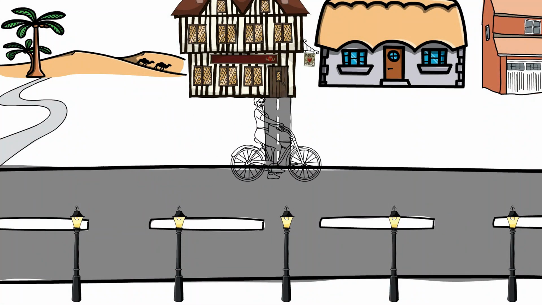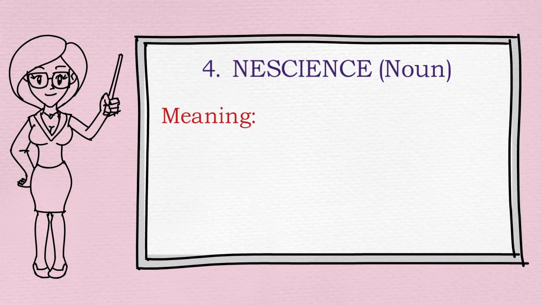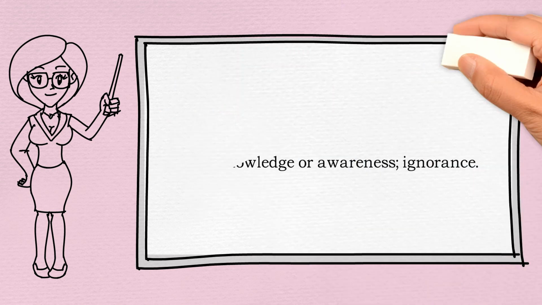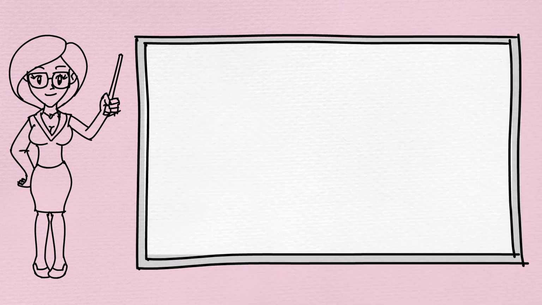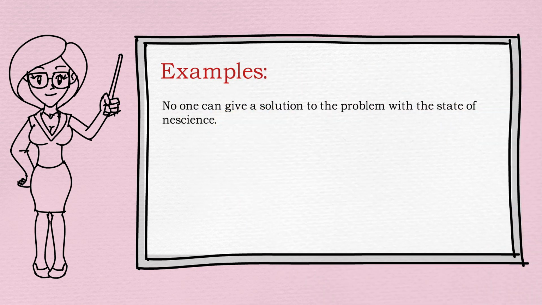The next word of the day is Nescience. Nescience means lack of knowledge or awareness, ignorance. We'll see a few examples to understand the word nescience better. Example 1. No one can give a solution to the problem with a state of nescience.